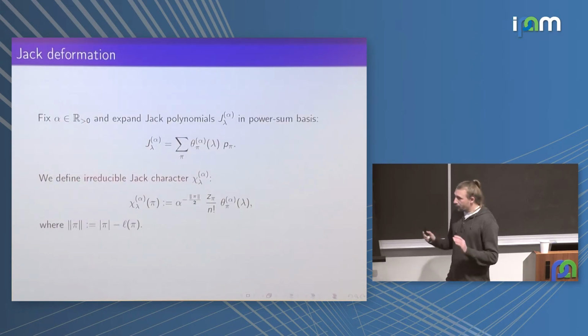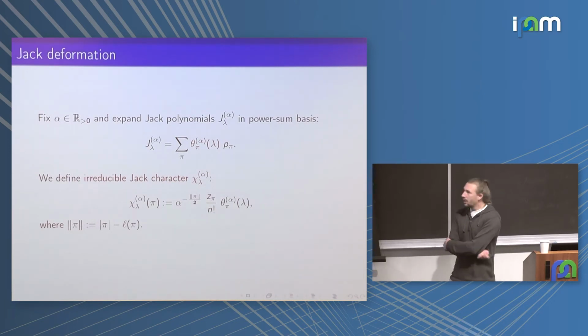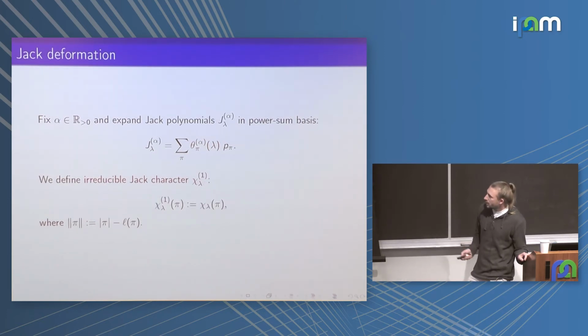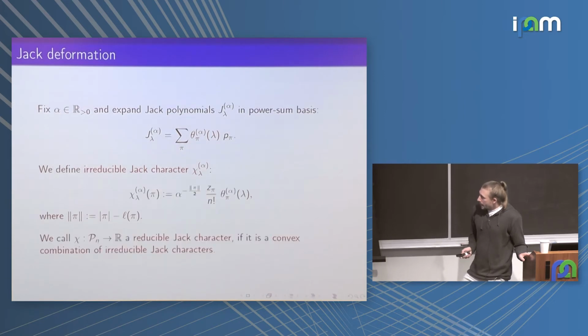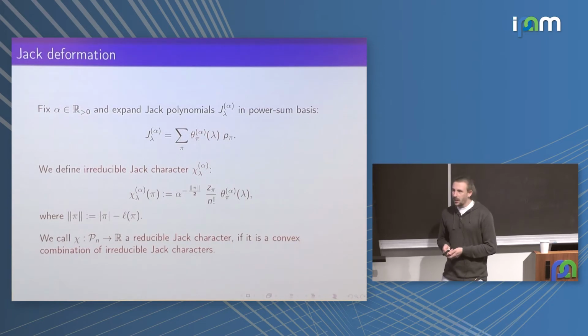Okay, so now that we know what Jack polynomials are, and that we can think about them as a one-parameter deformation of Schur, it's quite natural to define irreducible Jack characters. You just take the coefficient in the power sum basis, then put in some normalization constants so that when alpha is equal to 1, you get exactly the irreducible characters of the symmetric group. And then we pretty much repeat the idea of Philippe Biane.